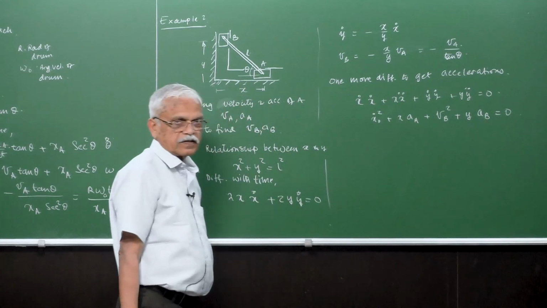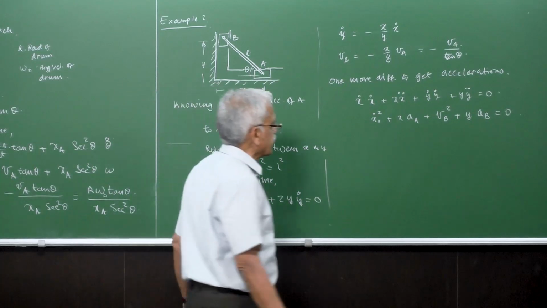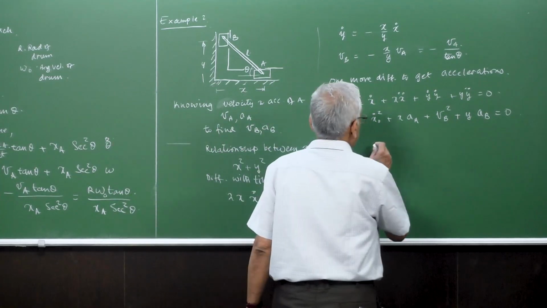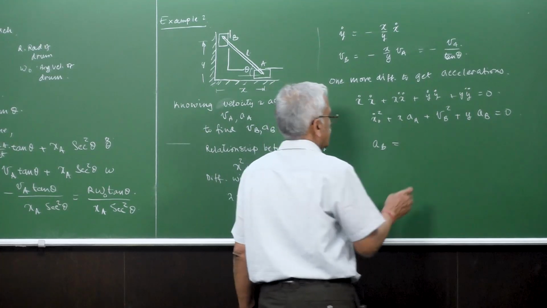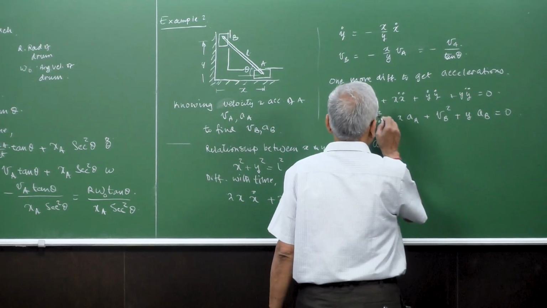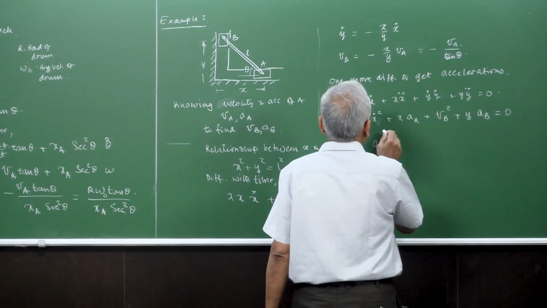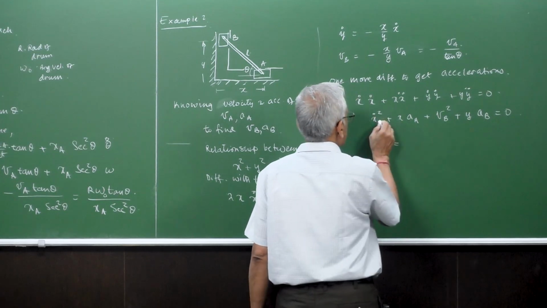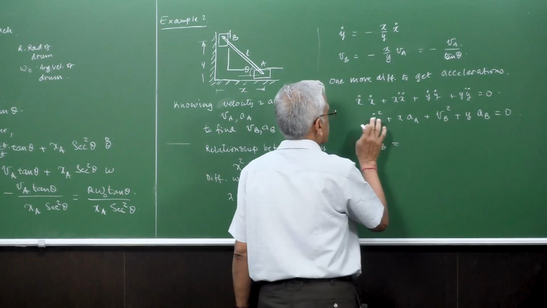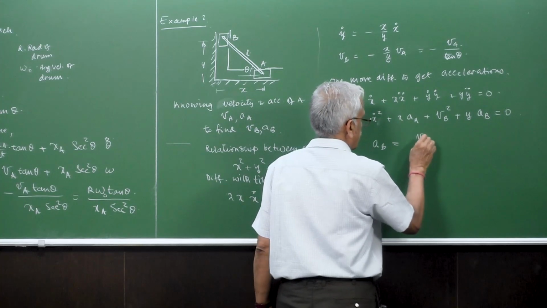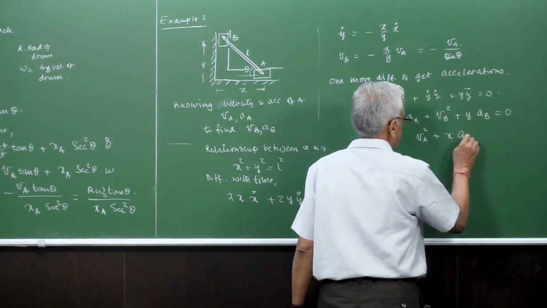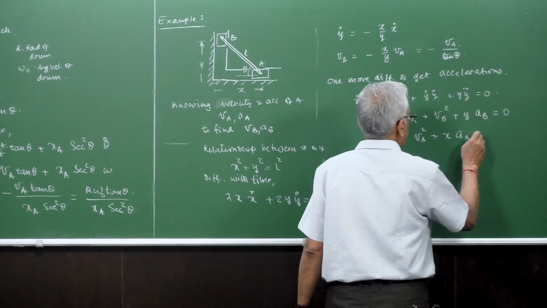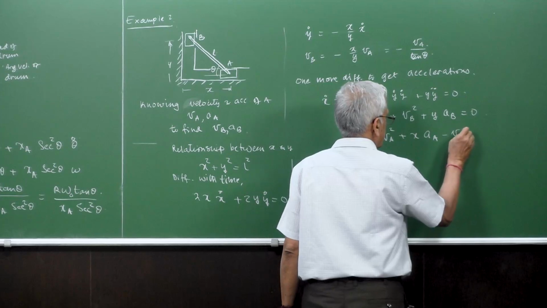So we're just writing it in terms of accelerations, and here this is very easy to find out. Acceleration of B is nothing but x dot squared, so this is VA squared, plus x into acceleration of A, minus VB squared.